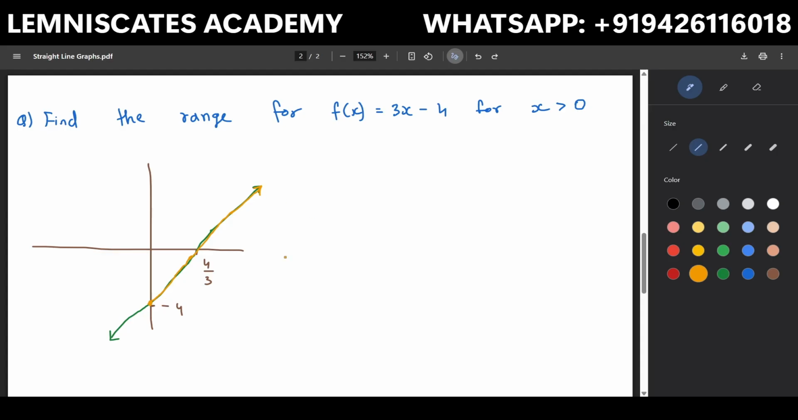So how do you write your range in this case? You will say that your f of x is greater than minus 4. Why not equal to minus 4?